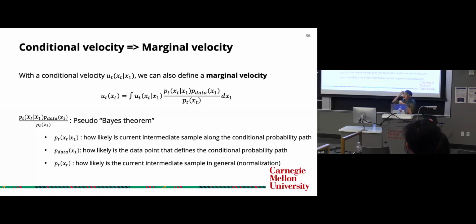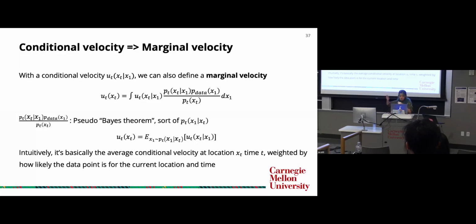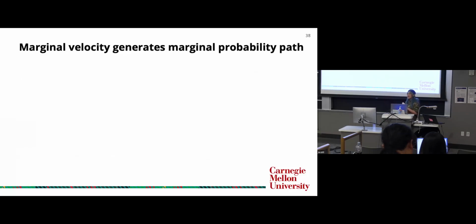So this is what we defined. It's not two different notions. You can intuitively understand it as the average conditional velocity, and this average is weighted by how likely the data point is given your current position. And the data points are available. All right, does this make sense? It's okay. We'll get to it.